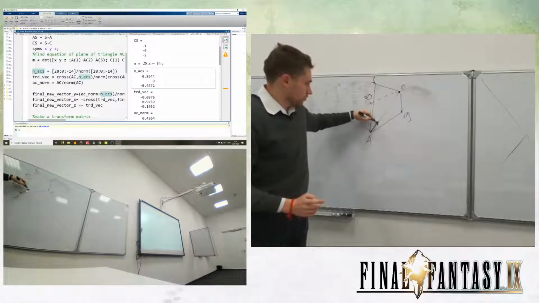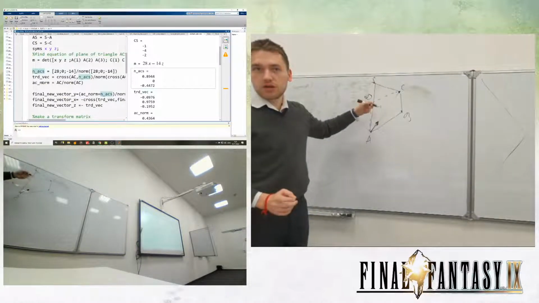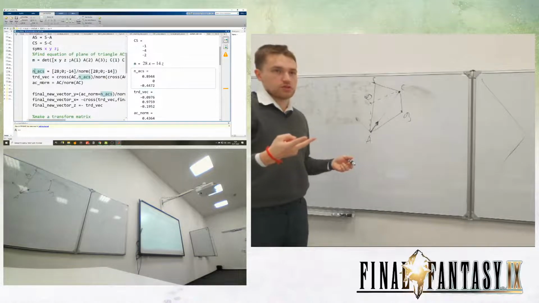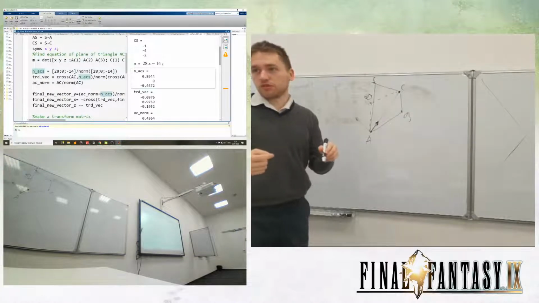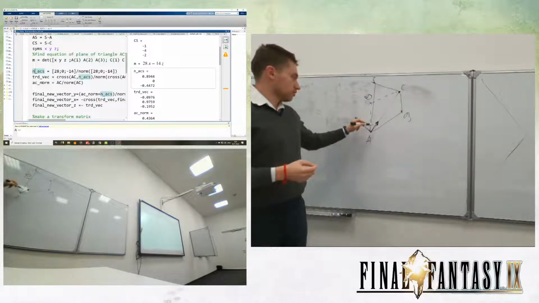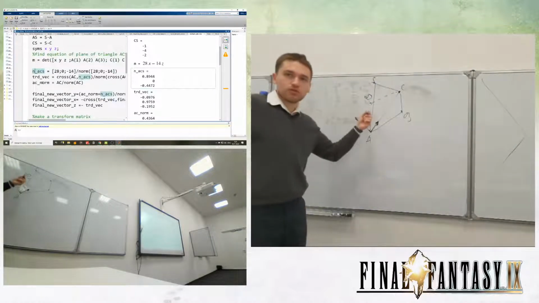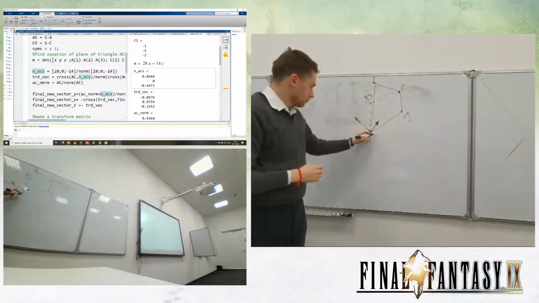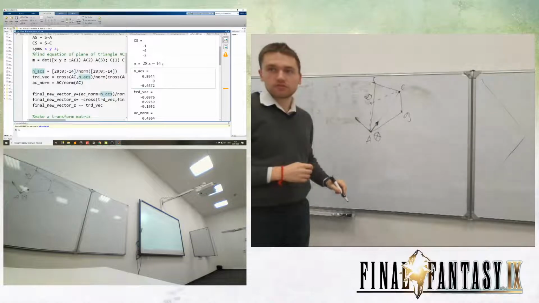This one, AC. How can we find it if we know the equation of this line? Because we have two points, we can find the equation of this line. And we just need to take AB. We take a normal to this one and a normal in the plane. I mean, like this.